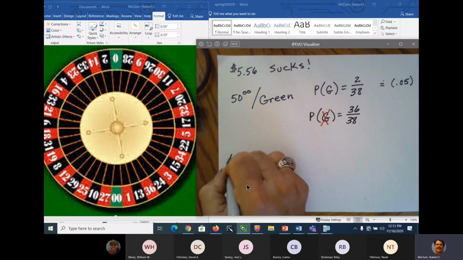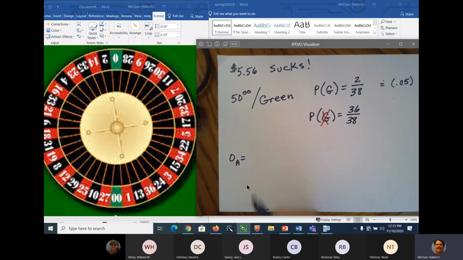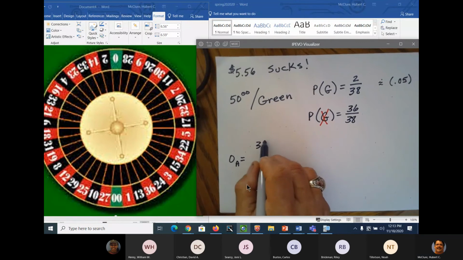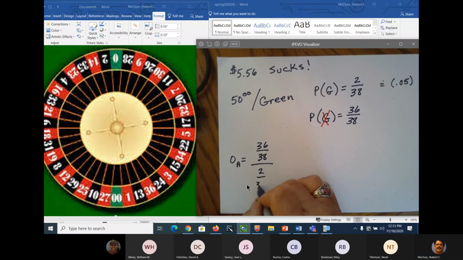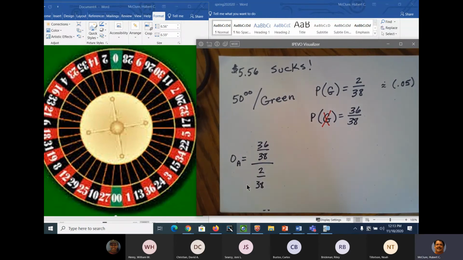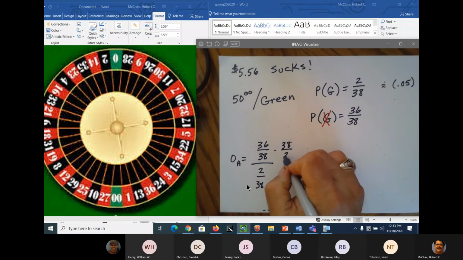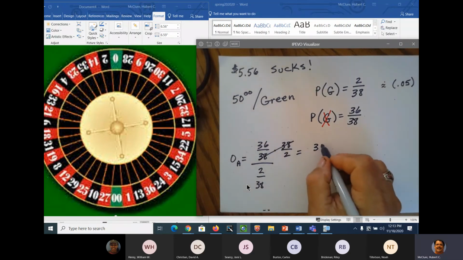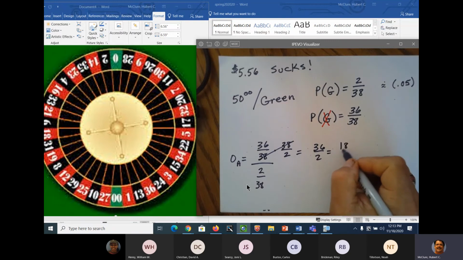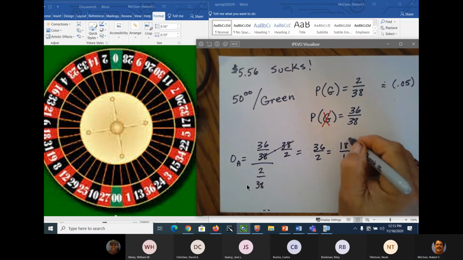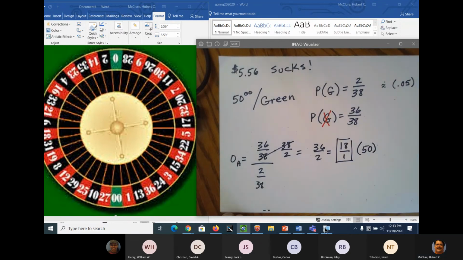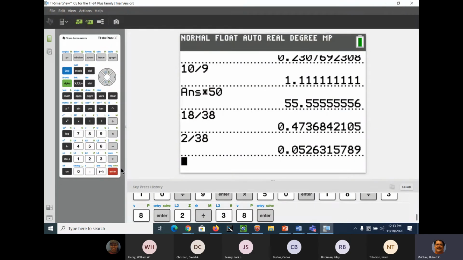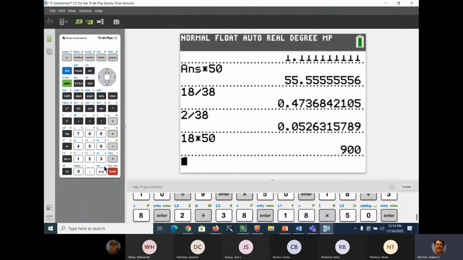And the odds against is equal to the probability of failure over the probability of success. Multiply by the reciprocal. You get 36 over 2, which is 18 to 1. Multiply 18 to 1 times 50. 18 times 50. And you win $900.